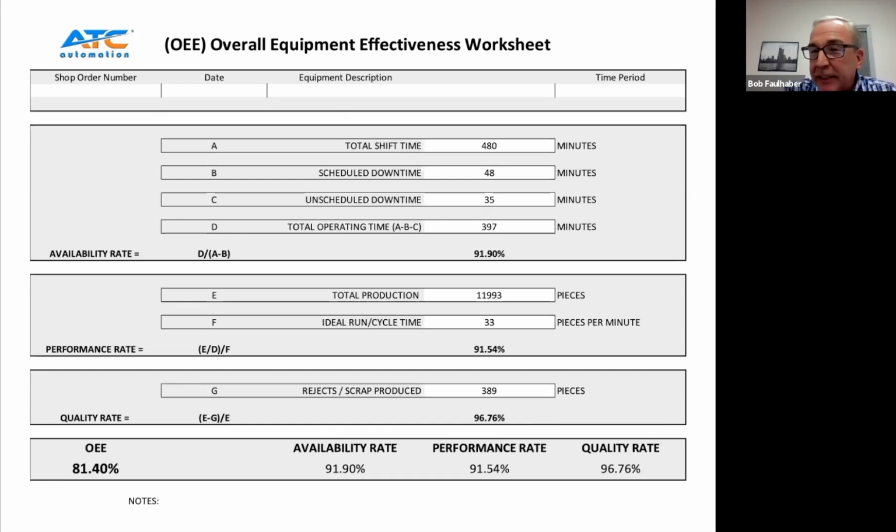Let's say we have a pallet assembly line that's got a dozen discrete stations, and they're linked by a pallet conveyor line that moves a pallet from one operation to the next.